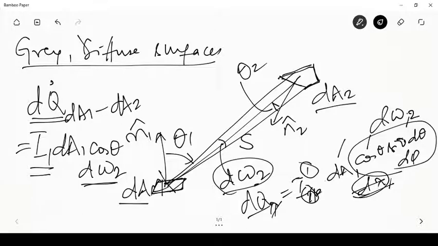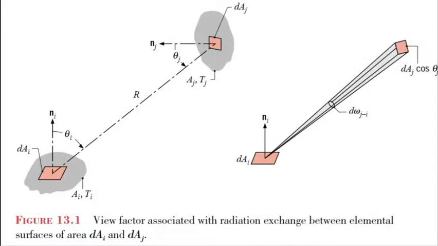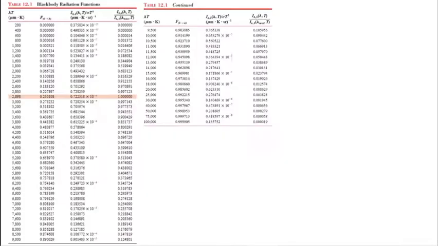Now let's try to expand this. So what is d omega 2? D omega 2 will be this area dA2 projected normal to the radiation. So it will actually be dA2 cos theta 2. The area that will actually be seen is dA2 cos theta 2. That comes from the directional discussion that we showed in the previous class in this slide. So let's try to understand that.